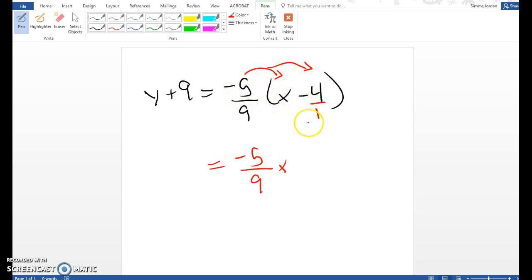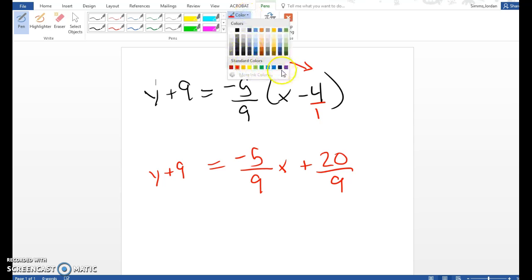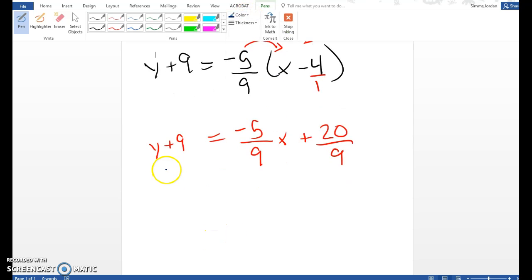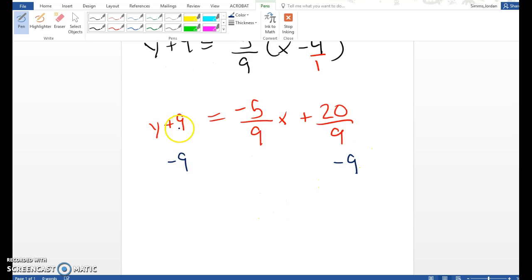Negative 5 times negative 4 is plus 20 over 9, right? 9 times 1. So we have to multiply the numerators and the denominators as well. Okay, so it's going to be 20 over 9, and that gives us y plus 9. So far, so good. We just distribute it. Now, though, remember, we want to get y by itself. So let me subtract 9 from both sides. Interesting thing is going to happen.